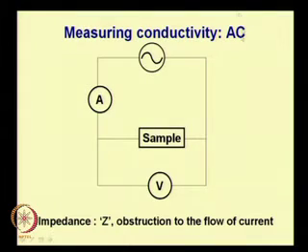When we measure AC conductivity, so to speak, the quantities have slightly different names. So resistance that we refer to in a DC sense is now replaced by a term called impedance, and it is represented by Z, and it also represents the same idea, an obstruction to the flow of current. So impedance is an obstruction to the flow of current, and in that sense it is very similar or analogous to resistance.